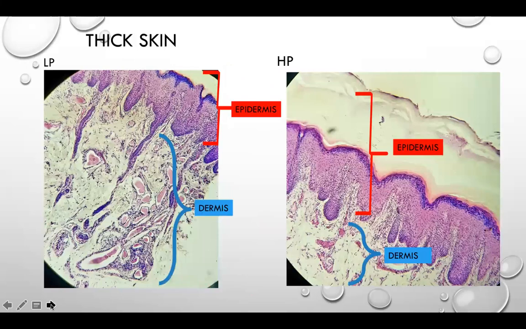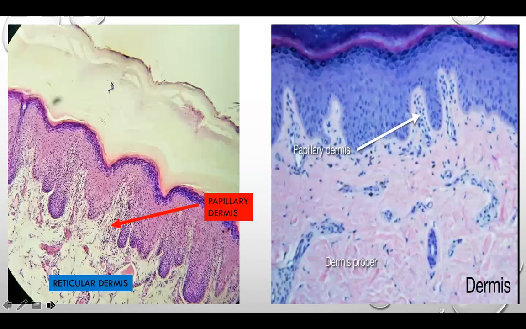Okay, this is another picture of the thick skin showing you the 5 layers of the thick skin under the epidermis. Okay, let's go now to the dermis. Dermis is composed of 2 layers. You have papillary dermis and the reticular dermis.